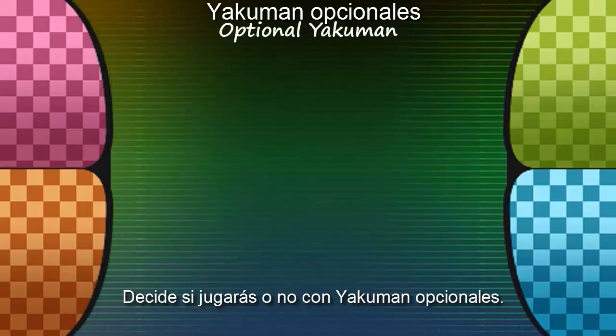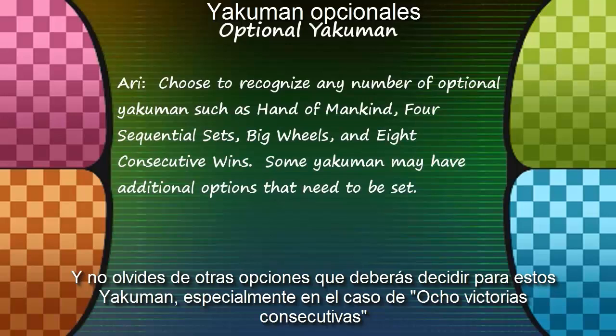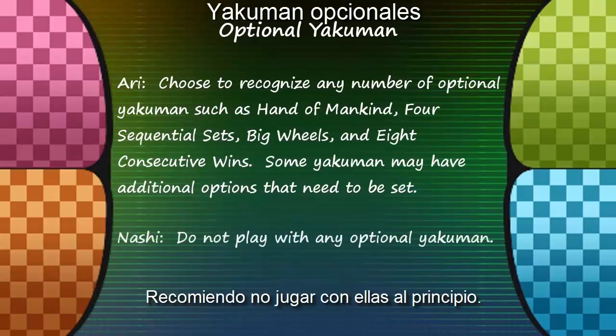Choose whether or not you're going to play with any optional Yakuman, which again there exist more than the Hand of Mankind, 4 sequential sets, big wheels, and 8 consecutive wins that I've shown you. And don't forget about the other options you may have to set for some of those Yakuman, especially in the case of 8 consecutive wins. I also recommend not playing with these at first.